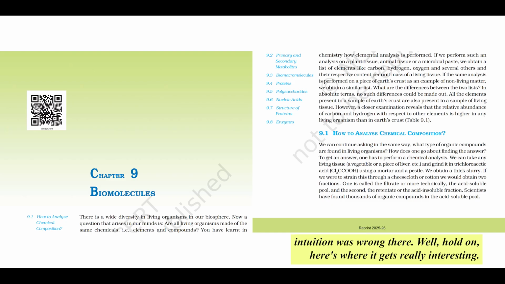Well, hold on. Here's where it gets really interesting, and this is a crucial point for your exams. When you look closer, you see a significant defining difference. It's not what elements, but their relative abundance. How much of each? Exactly. Carbon and hydrogen, specifically, are present in dramatically higher proportions in any living organism compared to the Earth's crust. Let's look at some numbers. These are quite telling. Okay.